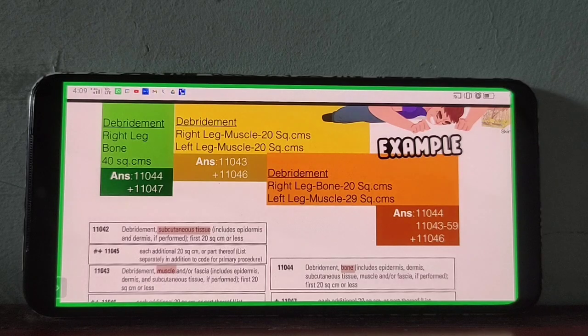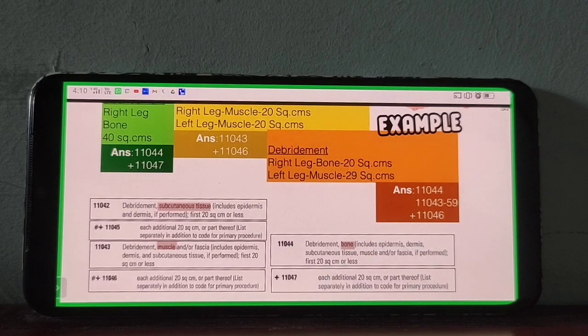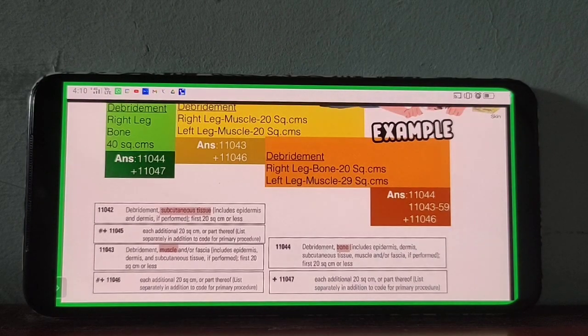In the second example, right leg muscle depth 20, left leg muscle depth 20. So the anatomical side is different, but the depth is the same. Am I right? Yes, ma'am. Here, we have to add the values. That means 40 square centimeters. Same as before, for muscle the first 20 square centimeter is 11043, then the remaining 20 is 11046. Sorry, the depth is the same, but the anatomical side is different. So if the depth is the same, you just add the values and give a code.